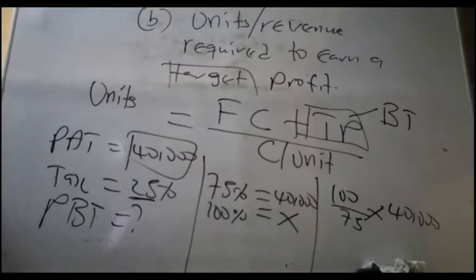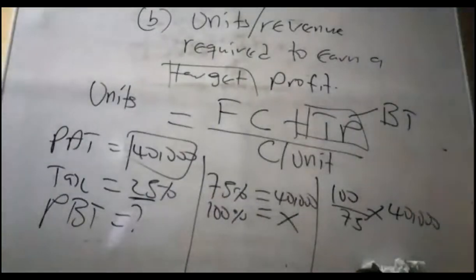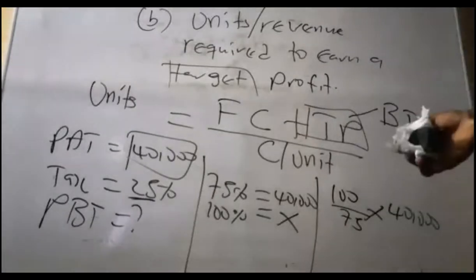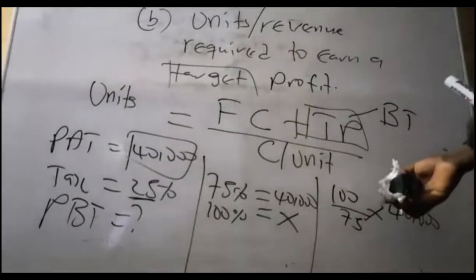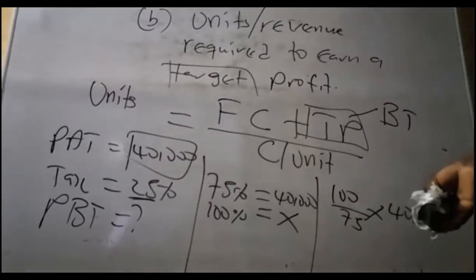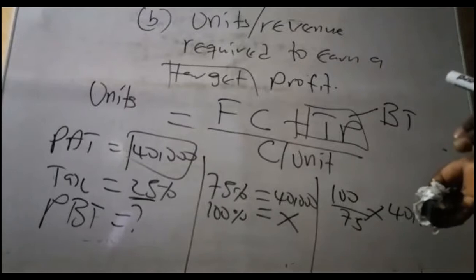So the first marking scheme has been reviewed. So 53,333, that's one style that you can use. Or the shortcut version. I will insert that one in the formula.